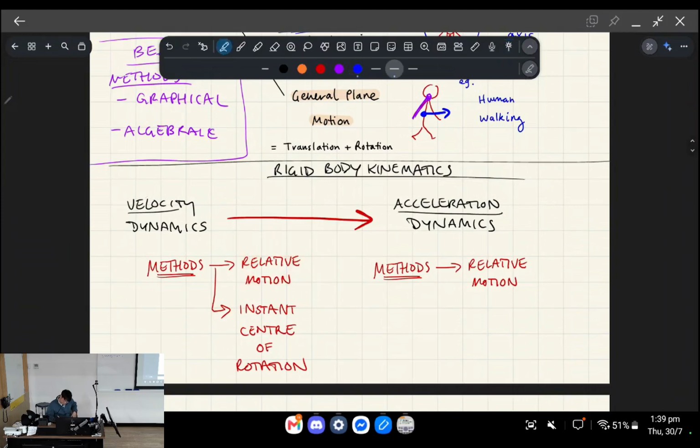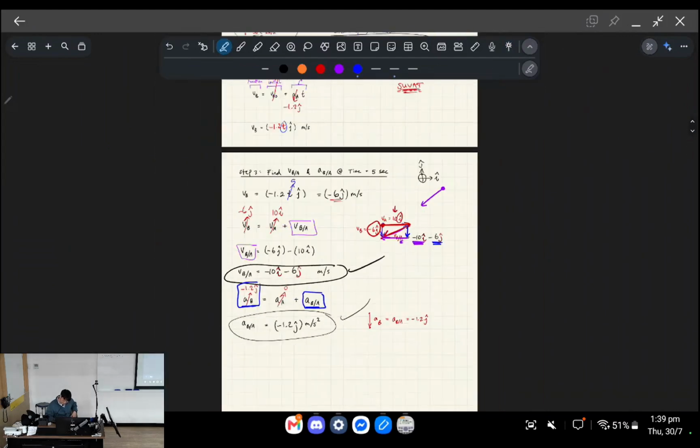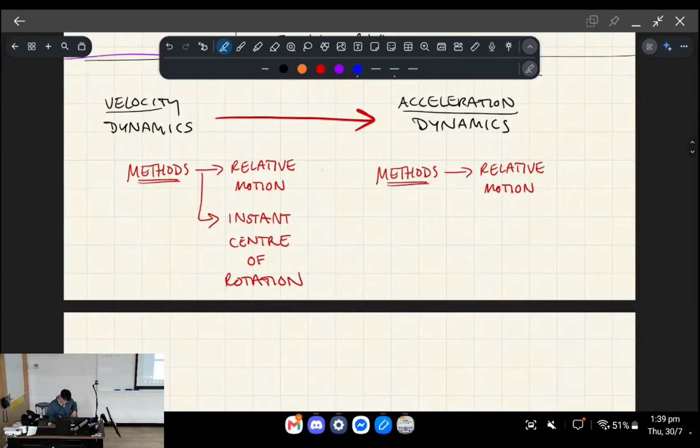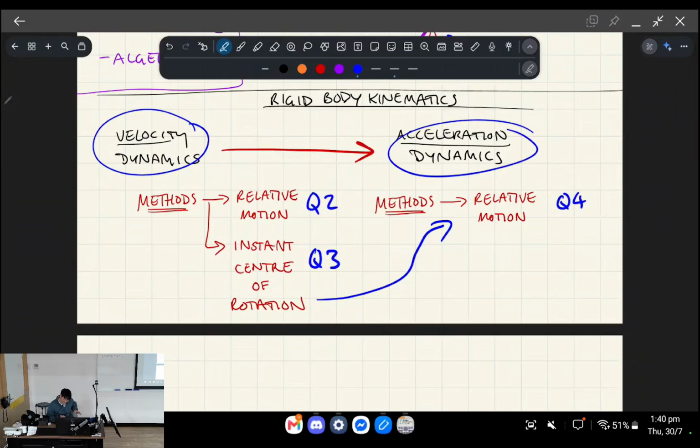When we're doing the questions, keep in mind that the relative motion question in the context of particles was question 1. Question 2, which I'll do in a bit, is going to be velocity dynamics using relative motion. Question 3 will be instant center of rotation. And question 4 will be an acceleration dynamics question, which uses the instant center of rotation to find the velocity dynamics. To do anything with acceleration dynamics, you need to have solved for the velocity dynamics anyway.